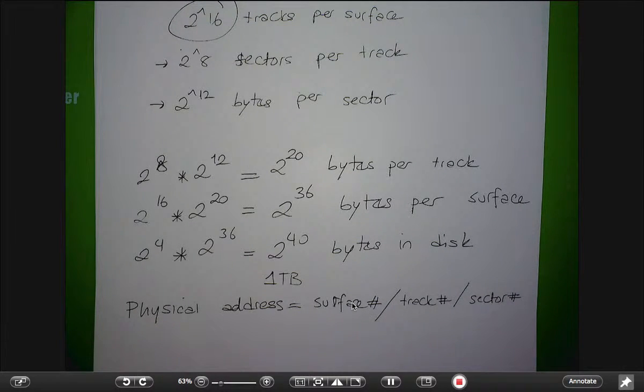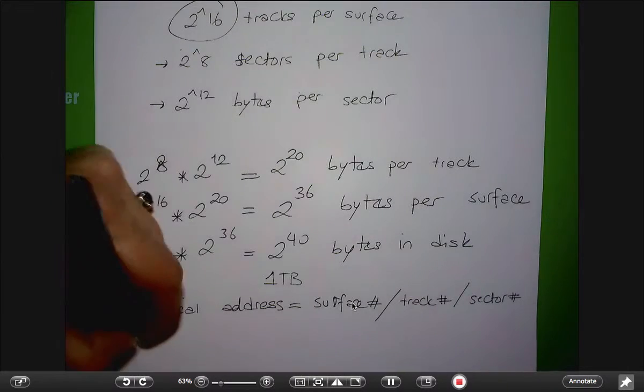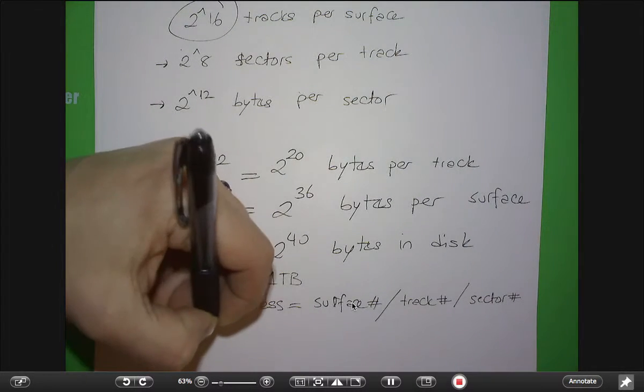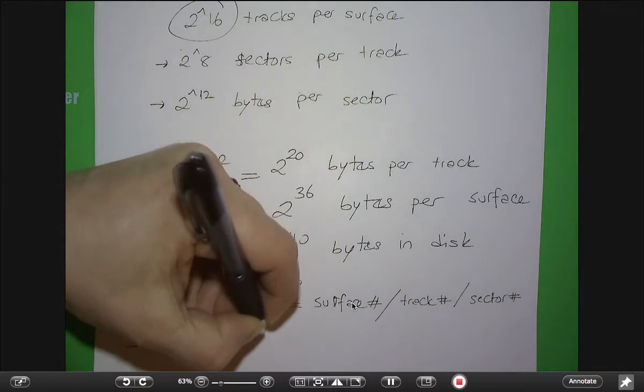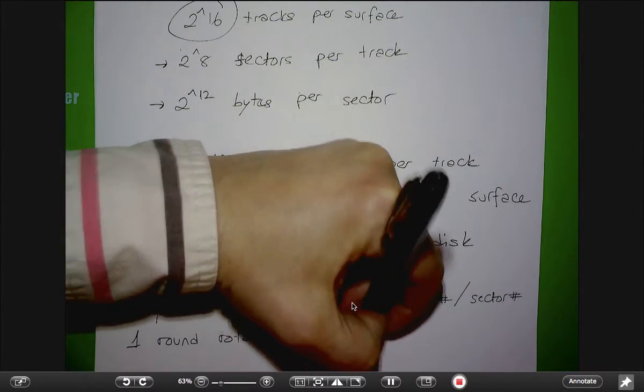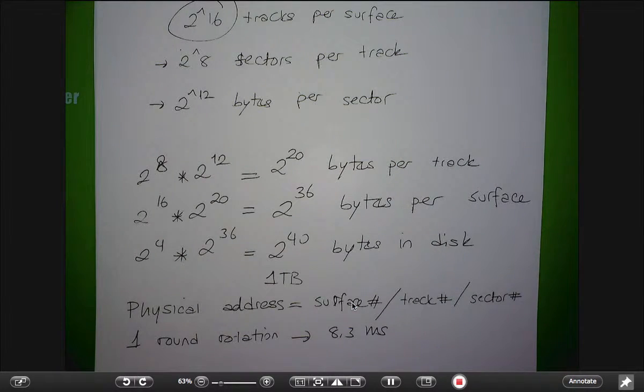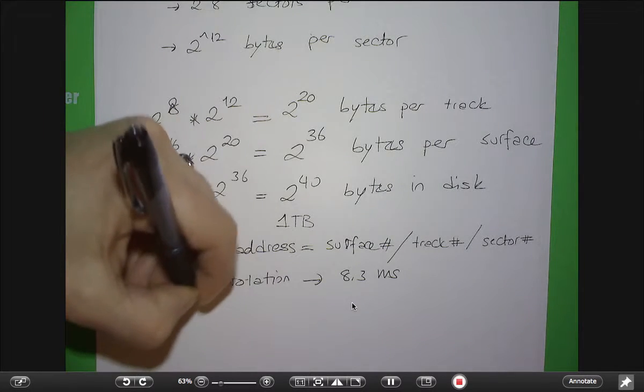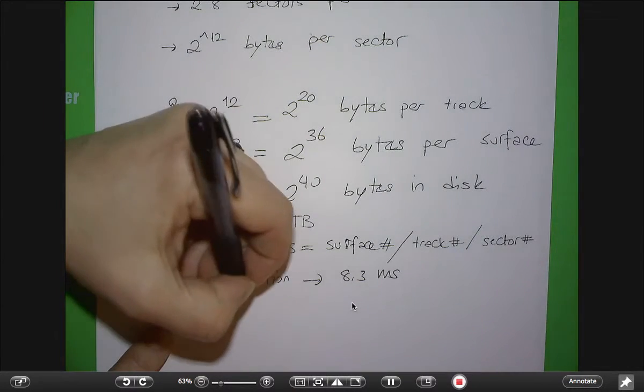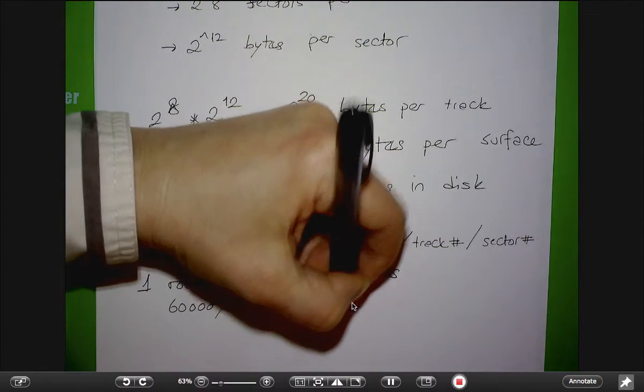There's a very simple thing about 7,200 rounds per minute. That generally means that one turn takes about 8.3 milliseconds. Can you do that calculation? One minute is 60,000 milliseconds, divided by 7,200, which comes to about 8.3. So one rotation is about 8.3 milliseconds. You can compute that because it's 60,000 milliseconds in a minute divided by 7,200, which comes to 8.33.